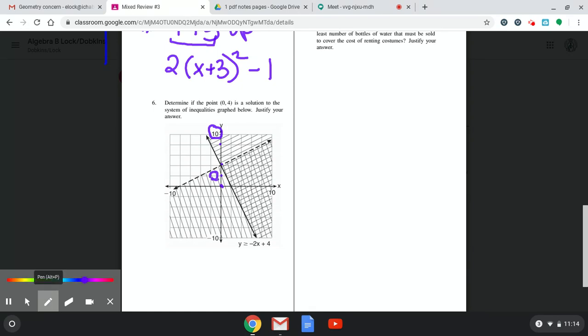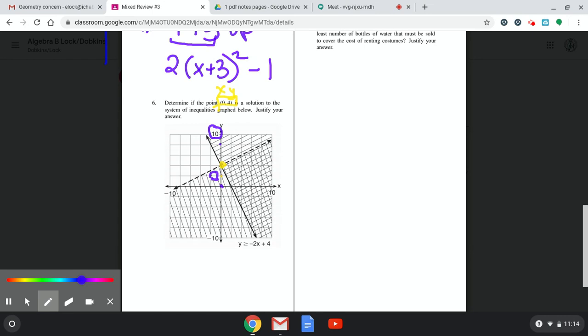So with number 6, it says determine if the point 0,4 is a solution to the system of inequalities graphed. So the point 0,4 has an x coordinate of 0, y of 4 would be up to 4. It's where those 2 lines are meeting. So we have to decide, is that a solution to this graphed system of inequalities? Yes or no?